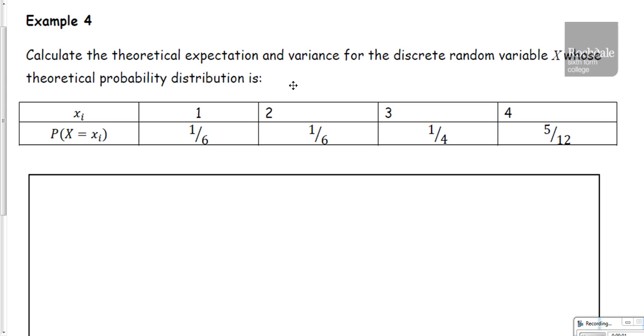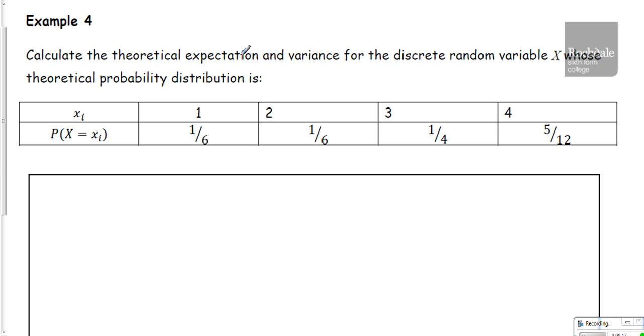S1, discrete random variables, example 4. In this example, we're asked to calculate the theoretical expectation. That's quite old-fashioned language, but it just means, in theory, what would you expect to get on average?